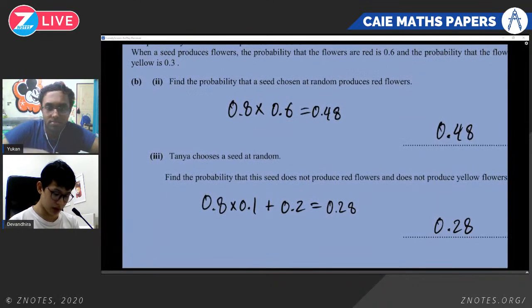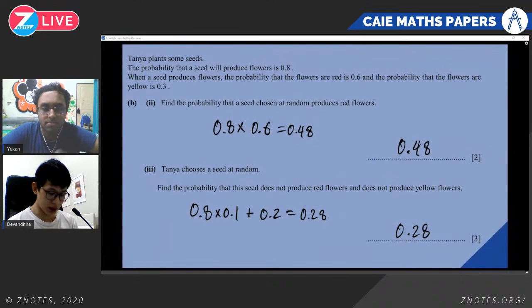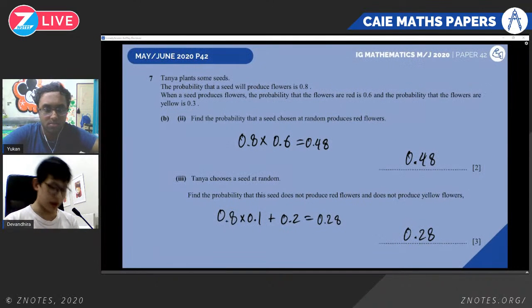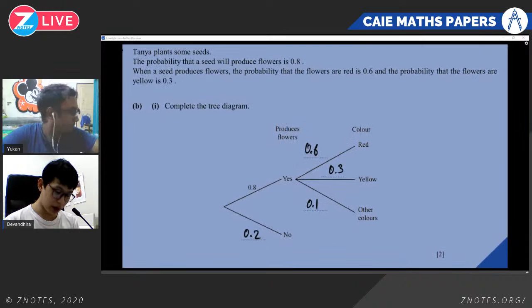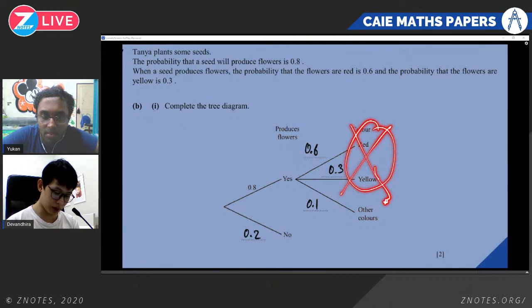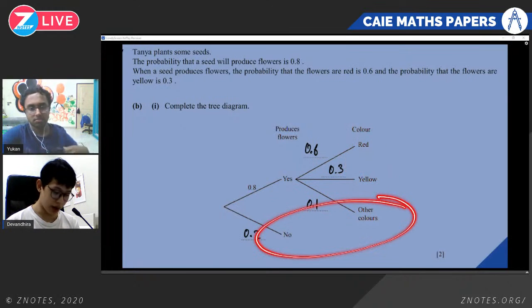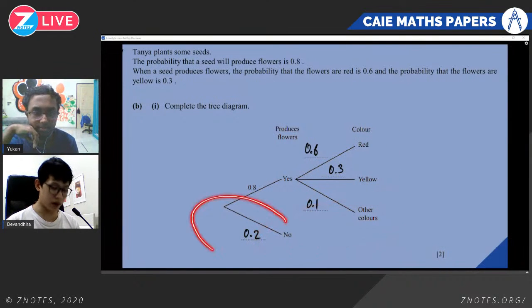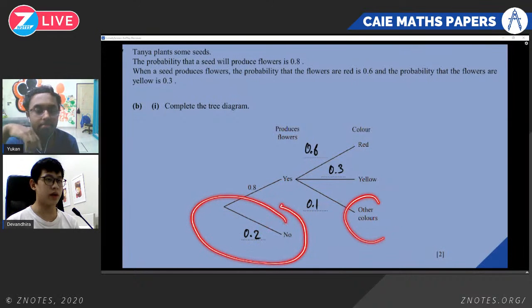Okay. So Tanya chooses a seed at random. Find the probability that the seed does not produce red flowers and does not produce yellow flowers. Right. So probability that the seed does not produce red flowers and does not produce yellow flowers. So she gets a seed. And the outcome cannot be this one. Correct? Because that's what the question asks. Not red or yellow. That means the only outcome possible is only this one. Either not producing a flower or other colors than red or yellow.